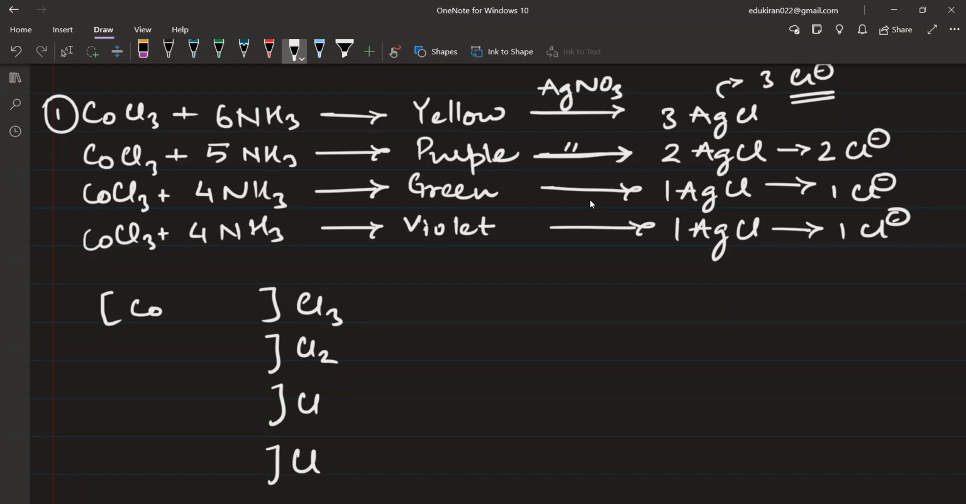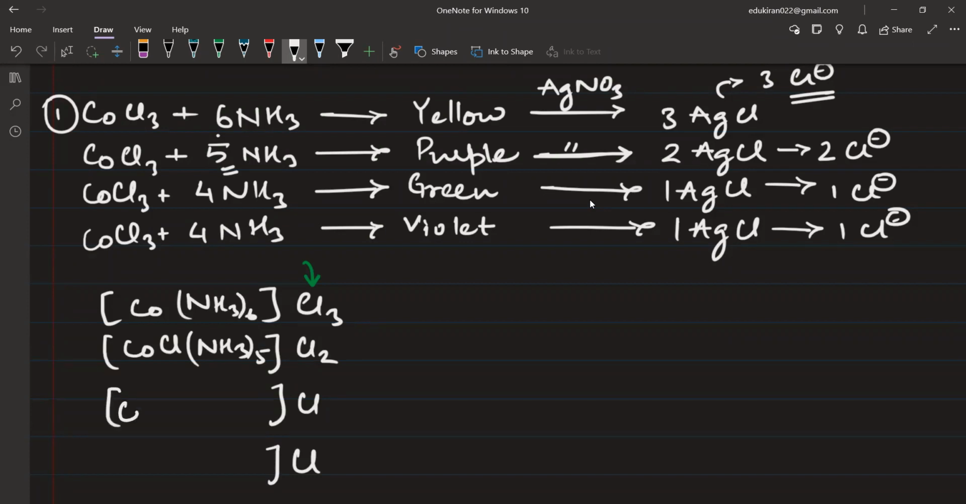Then he said, okay, I can also see something. When I have 6 NH3, I'm getting 3 AgCl. That means, listen very carefully, all of these chloride ions are outside and independent when I have 6 NH3. When I have 5 NH3, out of these 3, only 2 are independent. That means one of the chlorines is inside here, and the rest are NH3s. In the first case, the yellow case, only NH3 is inside, and all 3 chlorines are outside.